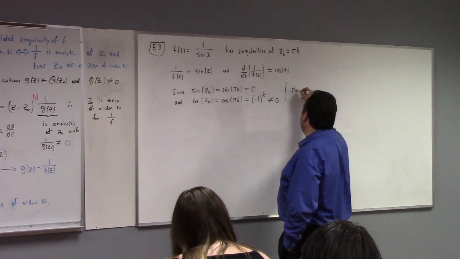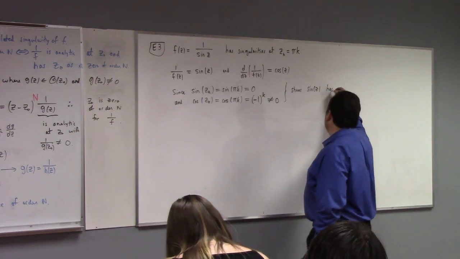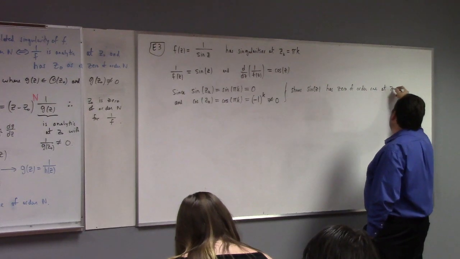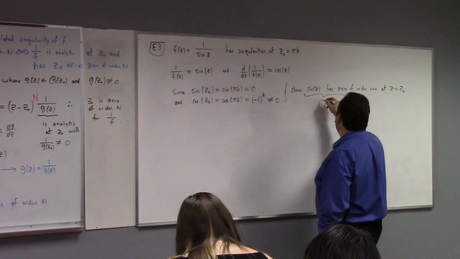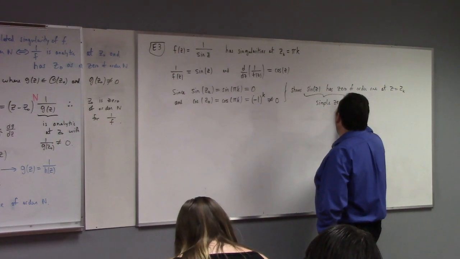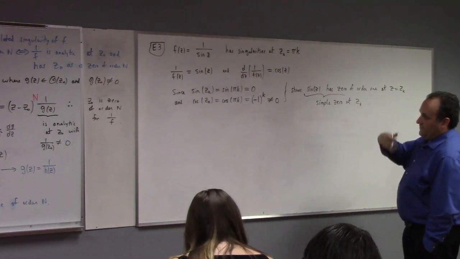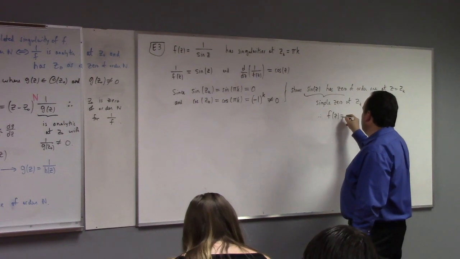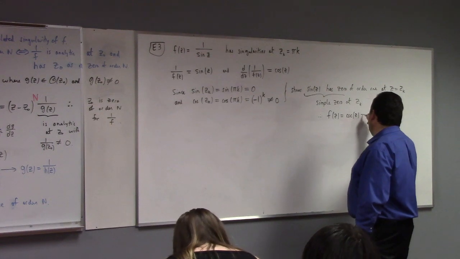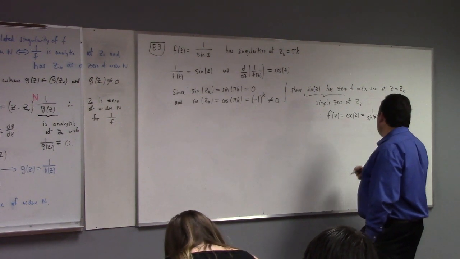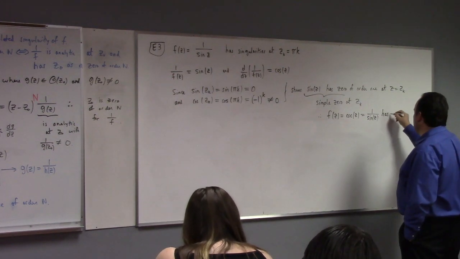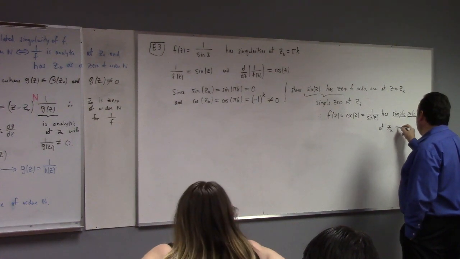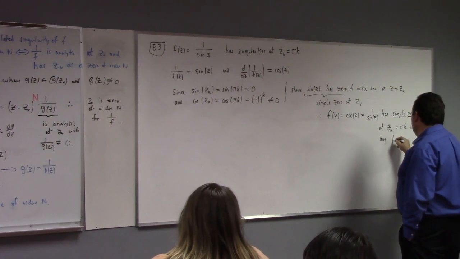So what's this? This shows sine z has a 0 of order 1 at z equals zk. In other words, sine z has a simple 0 at zk, right? And so by the theorem that we just looked at, this implies what? F of z equal to cosecant z, more popularly understood as 1 over sine z, has a simple pole at zk equal to pi k for any k in the integers.